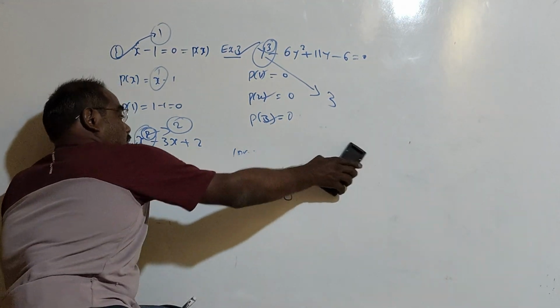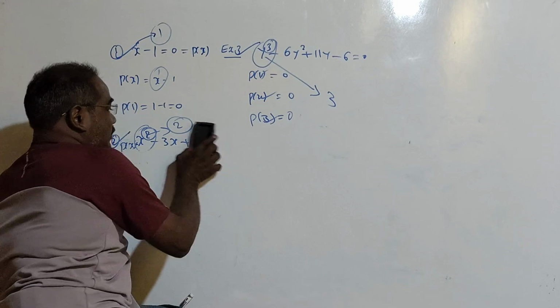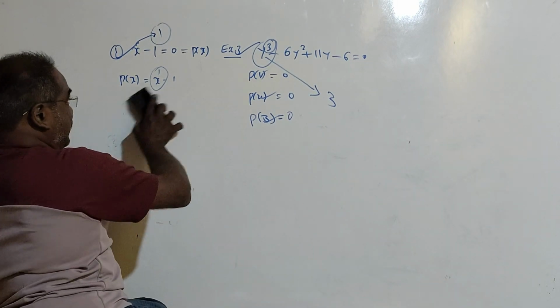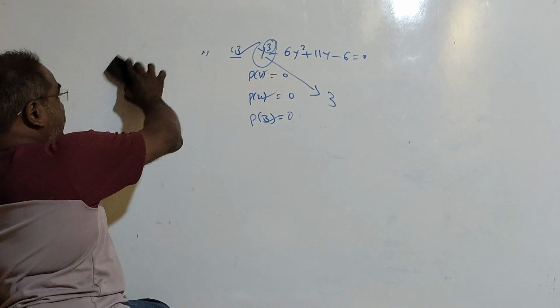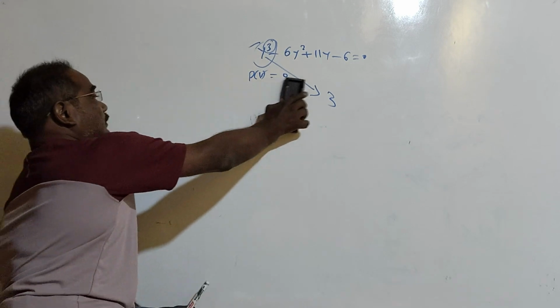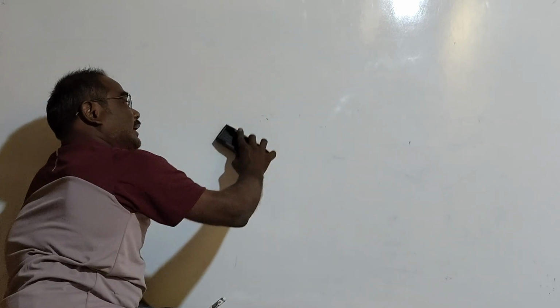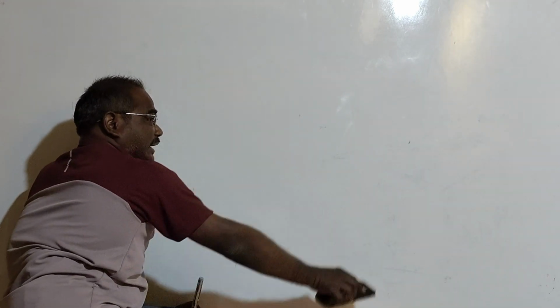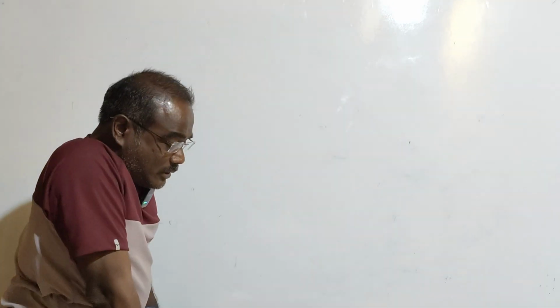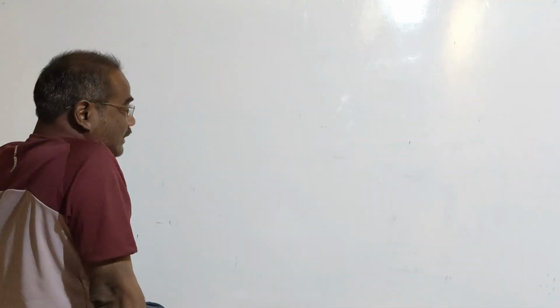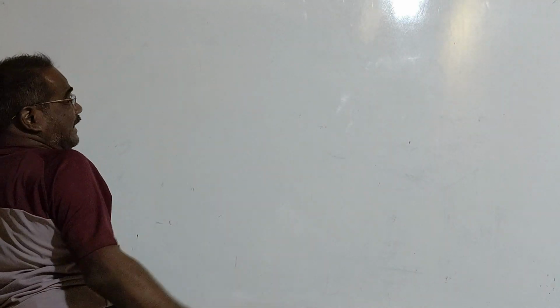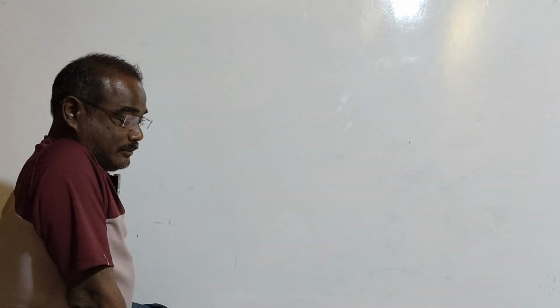Now, how to find a zero of a polynomial? This is very important. This is an exam oriented question. How to find a zero of a polynomial?